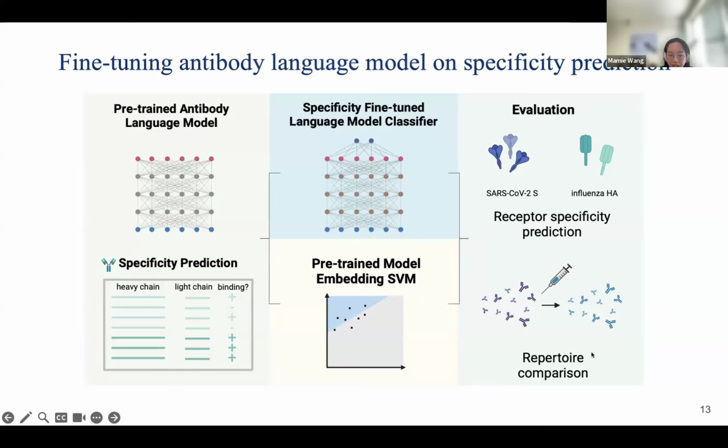In addition, for validation, we also applied the specificity classifier to individual sequences from repertoires undergoing an immune response to SARS-CoV-2 vaccination and also influenza vaccination, to see if there's any signal of immune response captured by the classifiers.